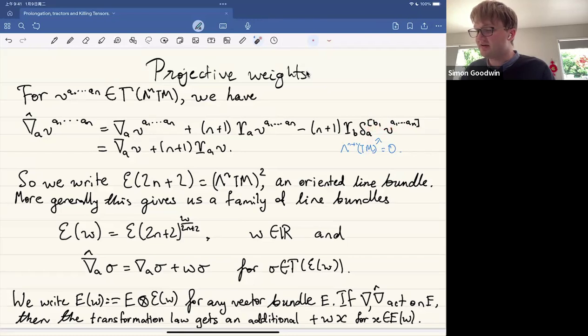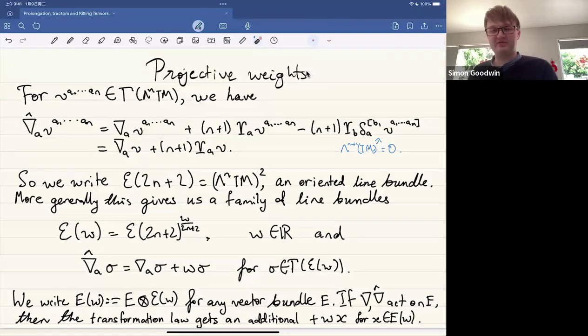And what we need to notice here is that it should just be b, not b1, but it doesn't matter. We've got n plus 1 indices here, which we're anti-symmetrizing on. And so this term vanishes. And so what we're left with is the hatchet connection on v is the connection on v plus n plus 1 times by on epsilon with v.